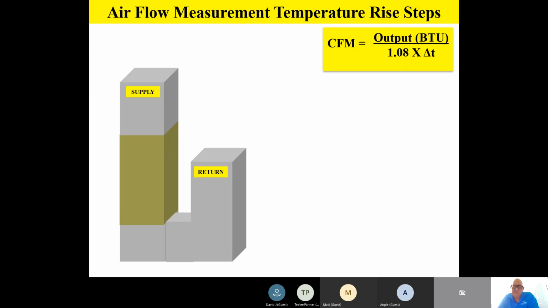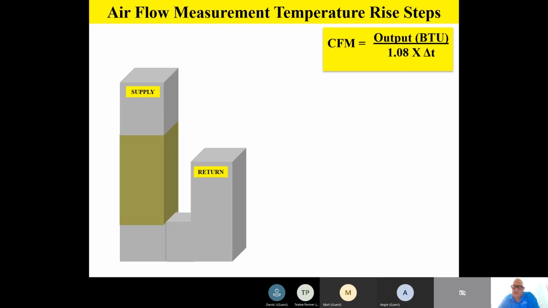If you know the output in BTU of the heat exchanger or the device, and you divide that by 1.08 times the delta T of the supply and return air. So that delta T portion of the formula is the temperature difference between the supply and return air. And so to apply this formula, again, CFM is equal to the output of the device in BTUs divided by 1.08 times the delta T, or temperature difference between supply and return.